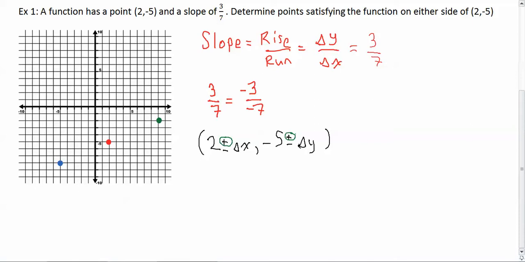You're either going to be adding both the delta x and the delta y, or you're going to be subtracting both the delta x and then the delta y. So the trick here is you also have to be careful of signs. This one's nice because both of our delta y and delta x are positive, so +3 over +7, so we're safe for now. So let's take a look at putting this together for adding our change.